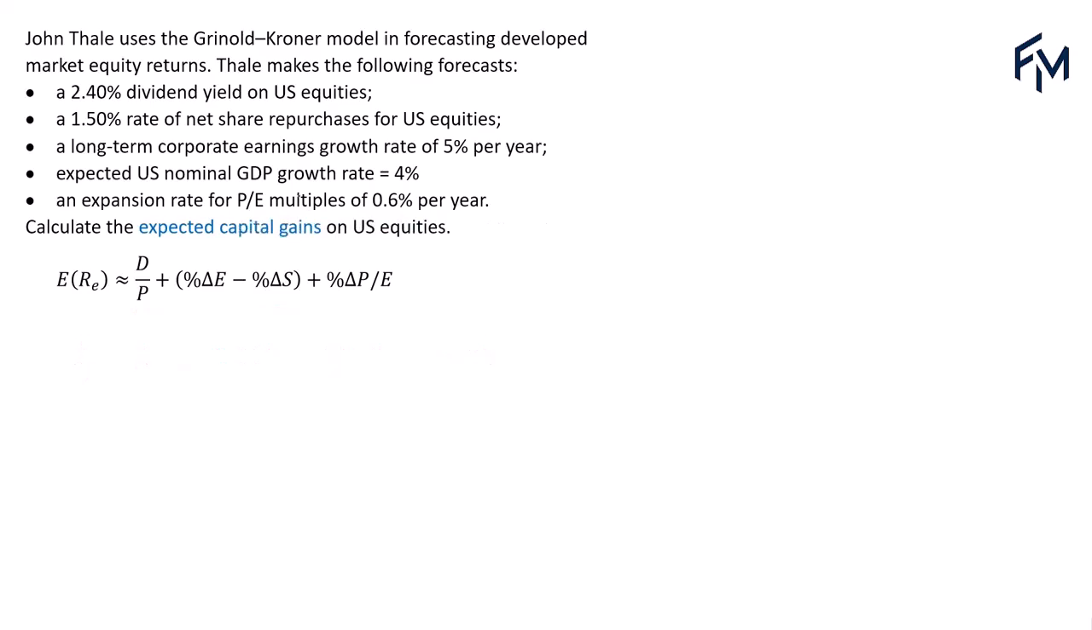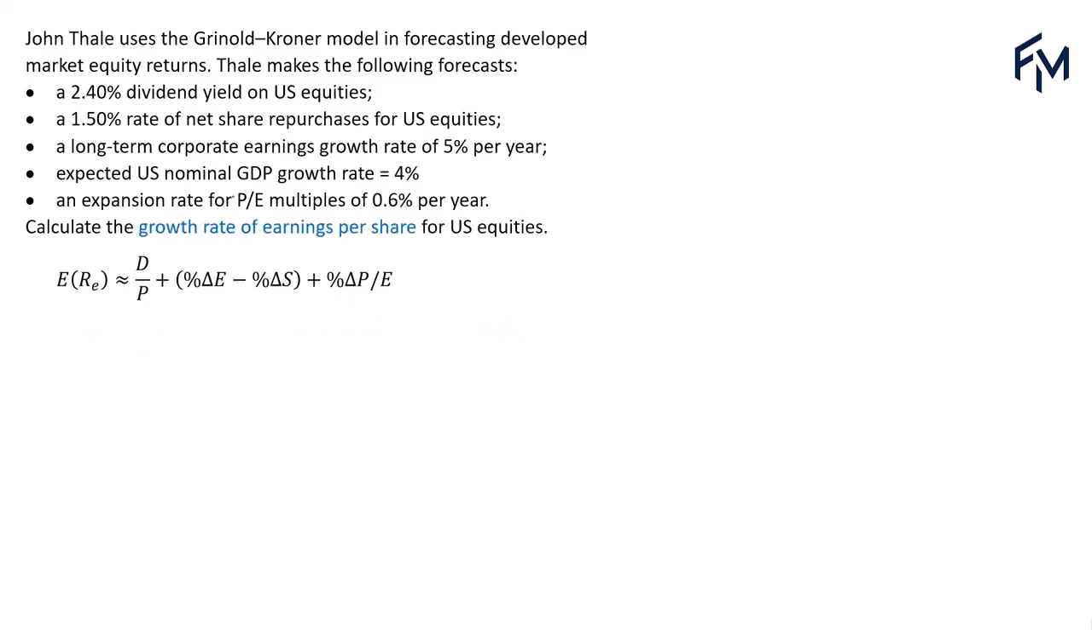Then for expected capital gains on US equities, we'll take the percentage change in corporate earnings and then add the percentage change in the PE multiple. So this will be 5% plus 0.6%. So that's 5.6%.